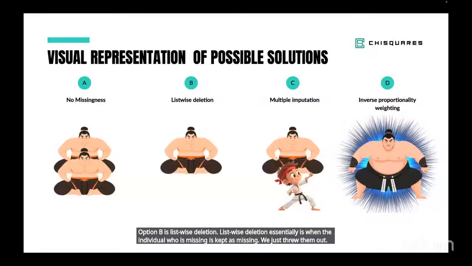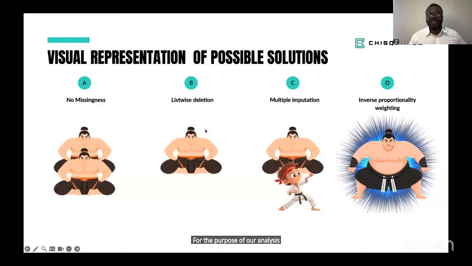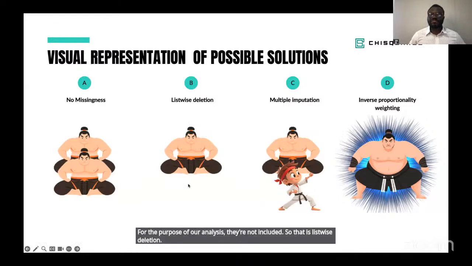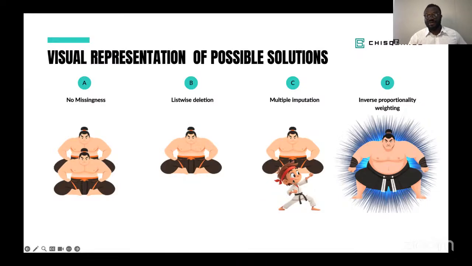For the purpose of our analysis, they're not included, right? So that is listwise deletion. Multiple imputation is our third option.